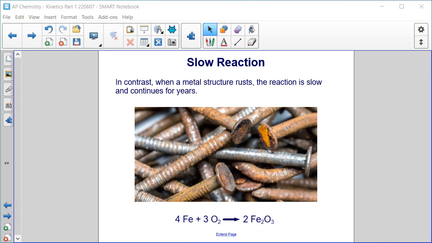Some reactions happen much more slowly. So to contrast the one on the previous slide of the airbag, when a metal structure rusts, you can see these nails here with rust forming on them, the reaction is very slow. It does happen, but it happens much more slowly and continues on for years. This process of iron metal reacting with the oxygen in the air produces the iron oxide rust that you see forming on the outside of the nails.